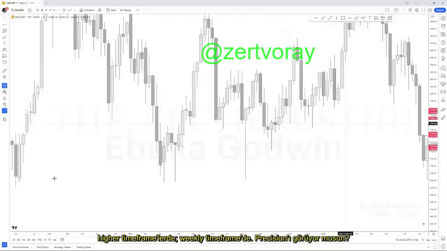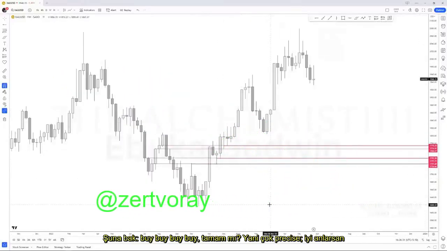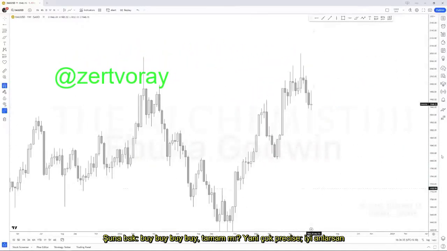Now, I'm sorry, on the higher time frames, on the weekly time frame itself. Can you see the precision? Look at that, buy, buy, buy, buy. Okay, so very precise if you understand it well. If you understand it well, it is very, very precise.